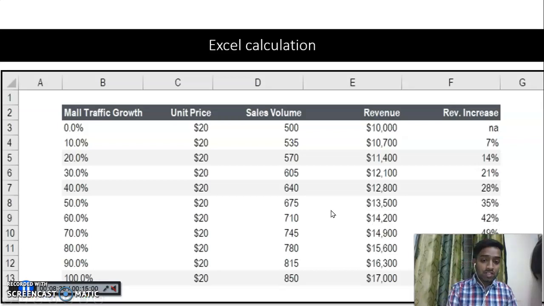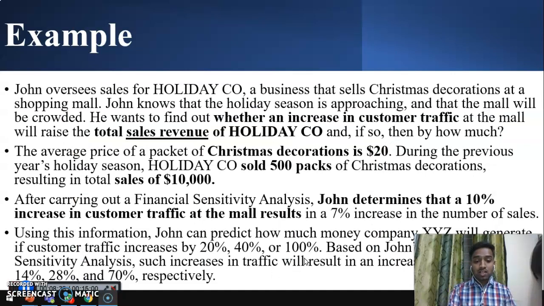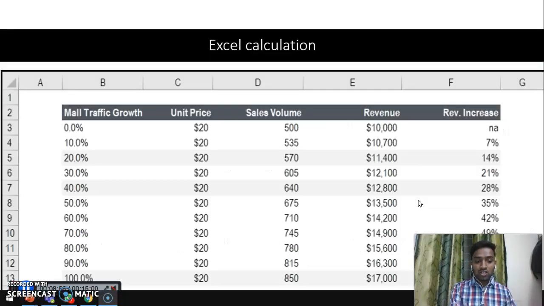So let's look into the previous example. Here they say that an increase of 20%, 40%, 100% in traffic will result in an increase in the revenue by 14%, 28%, and 70% respectively, as we saw in the Excel calculation here. So 100% will give you the 70%, and 10% will give you 7%, and 20% will give you the 14%.